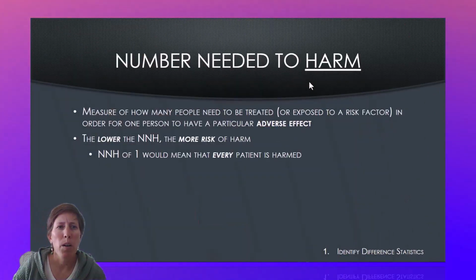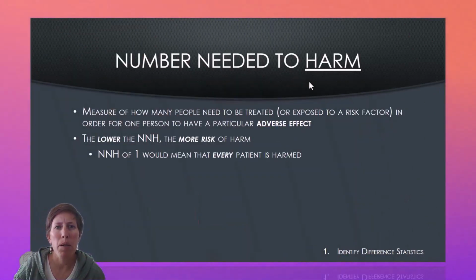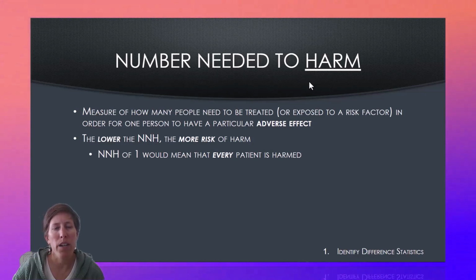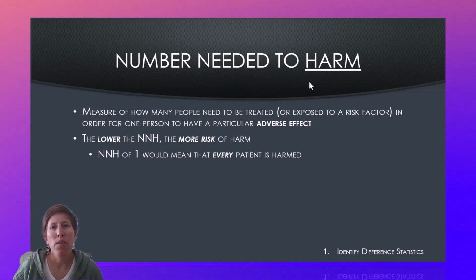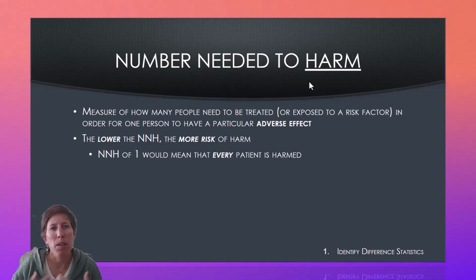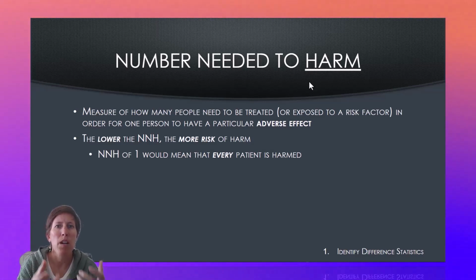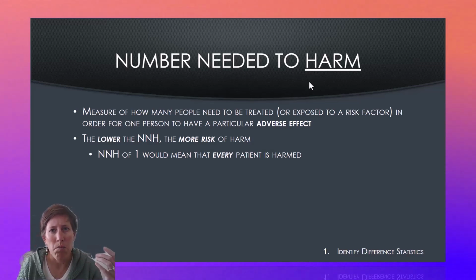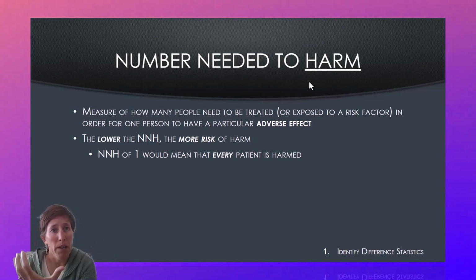Number needed to harm is the measure of how many people need to be treated or exposed to a risk factor in order for one person to have a particular adverse effect. So instead of number needed to treat where you see the benefit, we're looking at the opposite, seeing adverse effects. In number needed to treat, a low value was good. The lower the value, the more benefit.